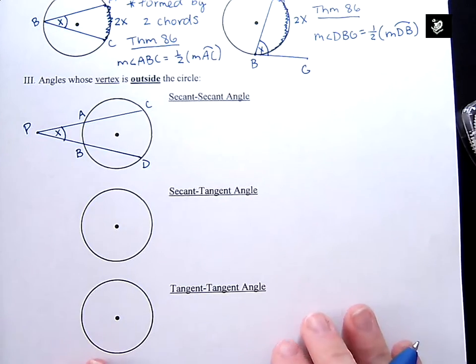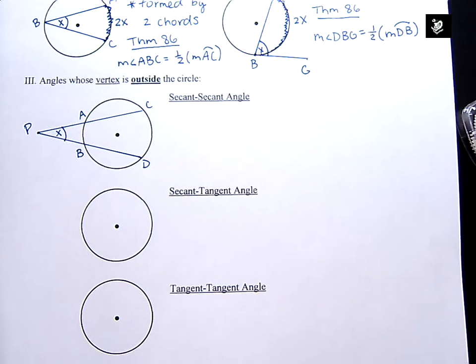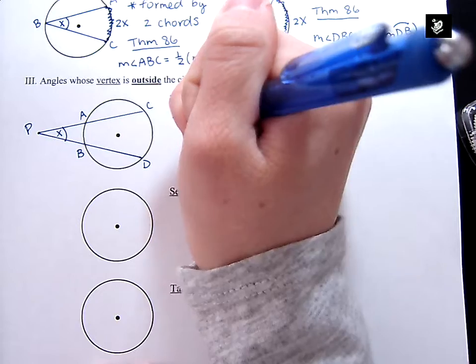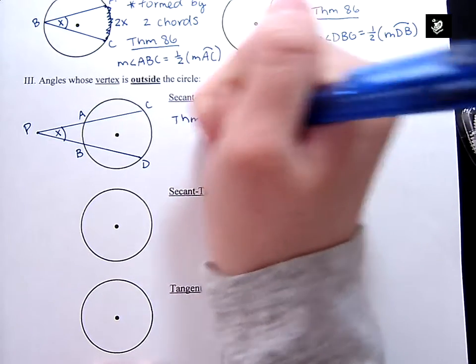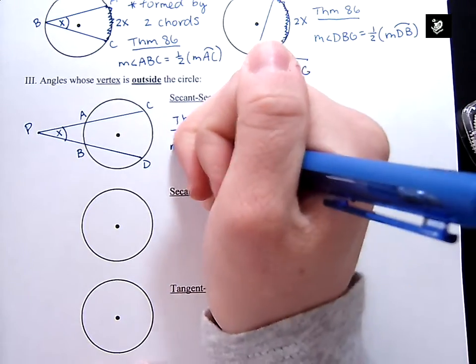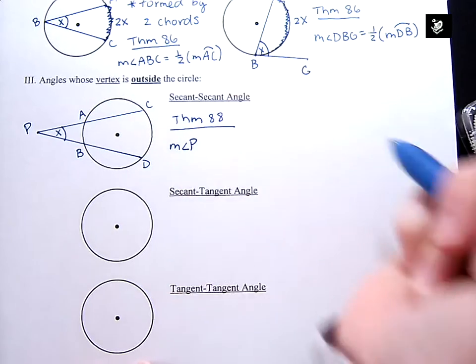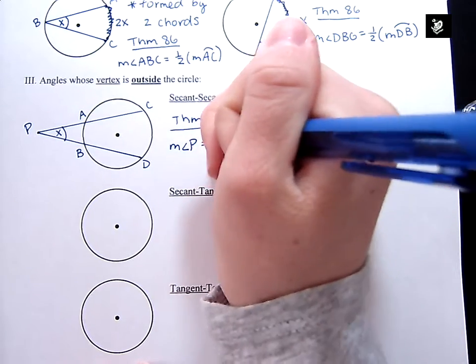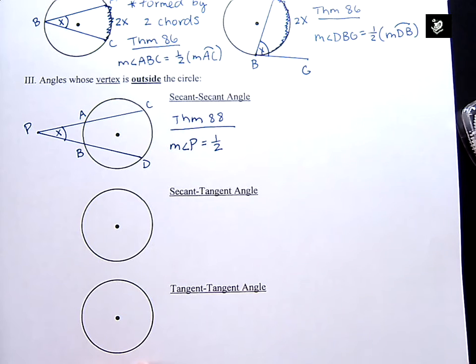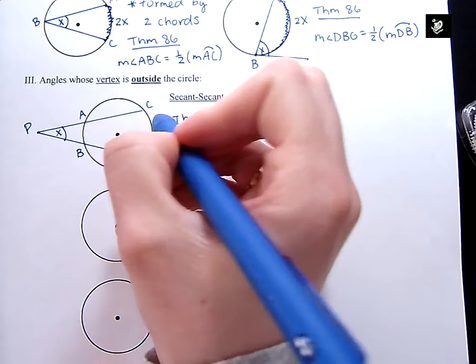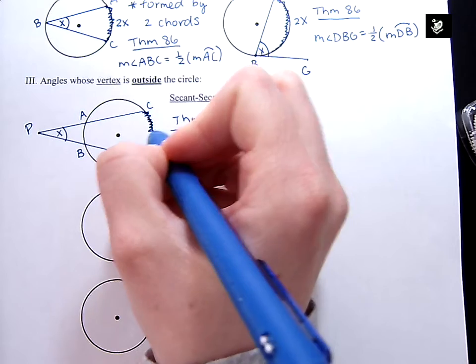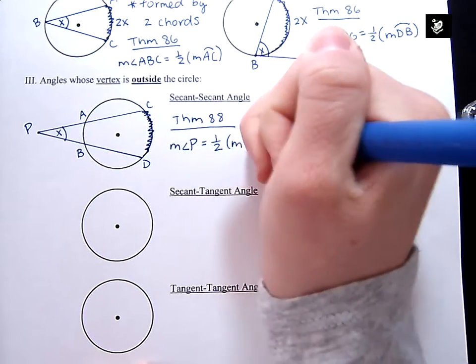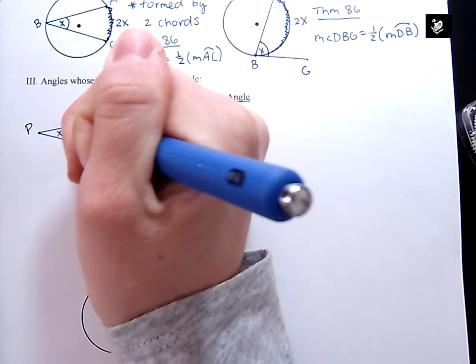And now, just like our chord angle, we took half of something to do with the intercepted arcs. We're going to do the same thing here, except we're not going to add the intercepted arcs. We're going to subtract the intercepted arcs. So Theorem 88 says if we want to find the measure of that angle formed by the two secants, in this case angle P, we're going to take half of the difference of the intercepted arcs. So that would be arc CD minus arc AB.